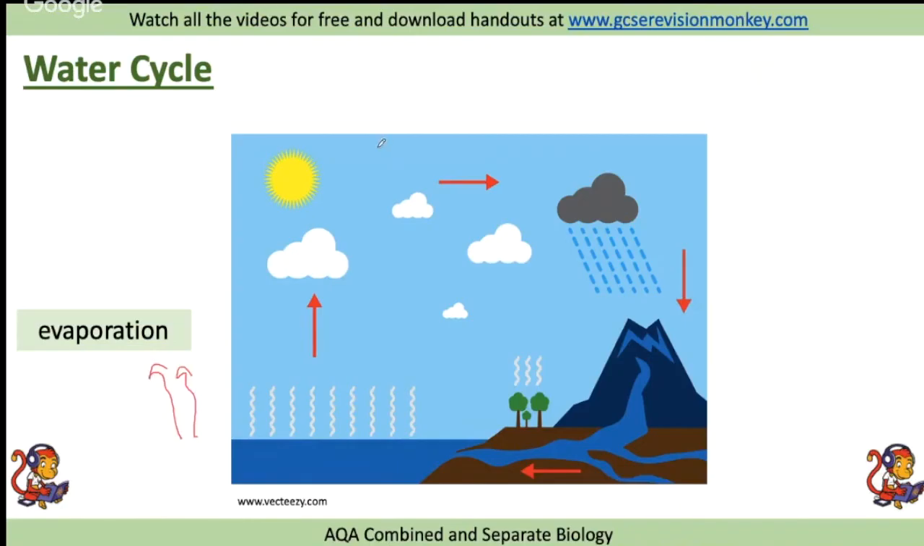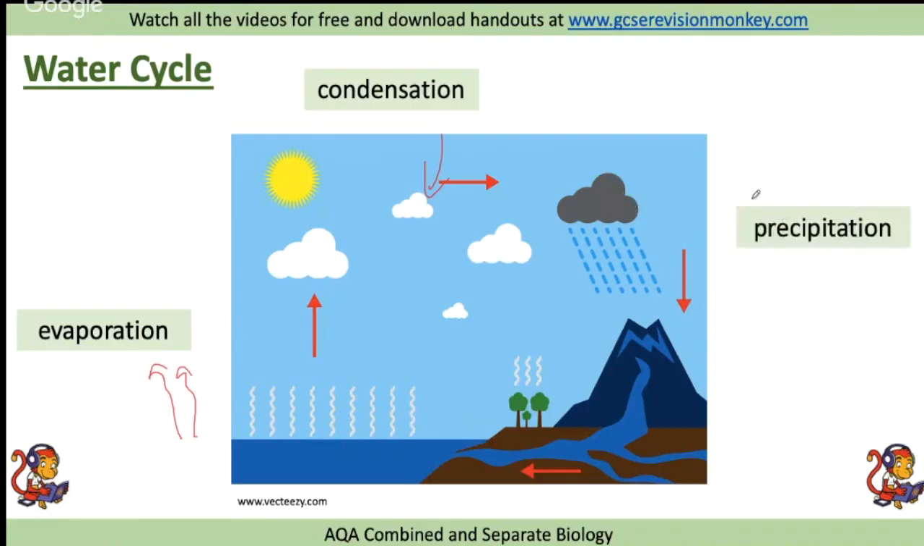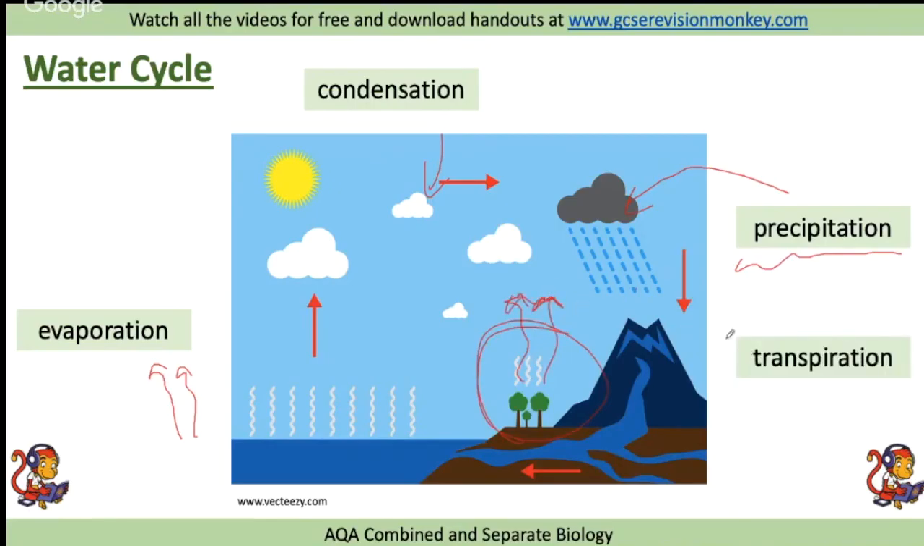It will then move up into the sky, where it will condense together to form clouds. And then at a certain time, you will get the rainfall, which we call precipitation. So don't just talk about raining, use this posh word here, precipitation, instead. And the final factor is to do with these trees. From paper 1, you'll know that trees and plants also lose water, and that process is called transpiration. So 4 things to consider about the water cycle.